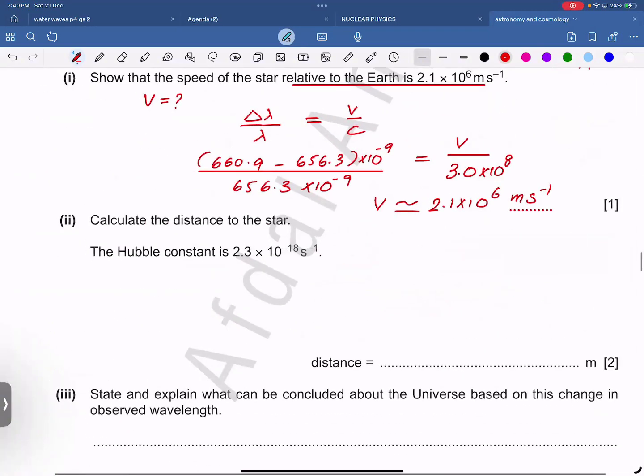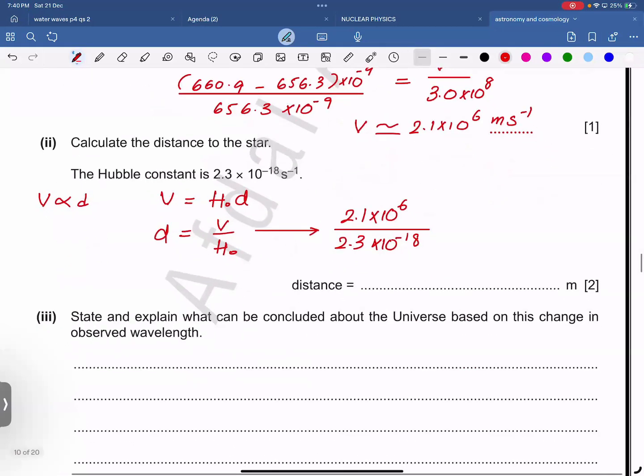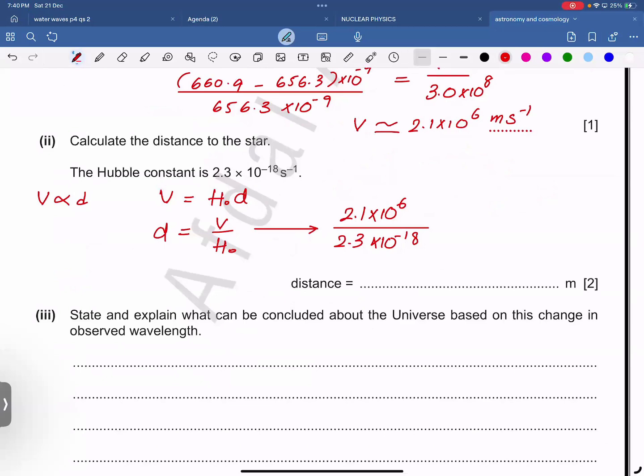Calculate the distance to the star. Hubble's constant is this. Hubble's law says v is proportional to the distance. So v equals H naught d. So d is v over H naught. So v is 2.1 10 power 6. Hubble's constant 2.3 10 power negative 18. You can calculate and give me the answer to two significant figures. 9.13 10 power 23.